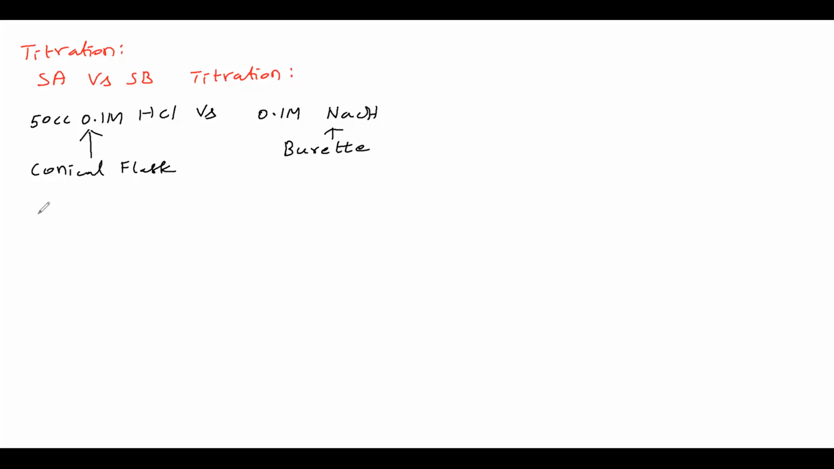Now first we have added 0 ml of sodium hydroxide into the conical flask. So what volume of sodium hydroxide we added? 0 ml. Now what is the pH of the conical flask solution, that we will see. In the conical flask, HCl solution is there.